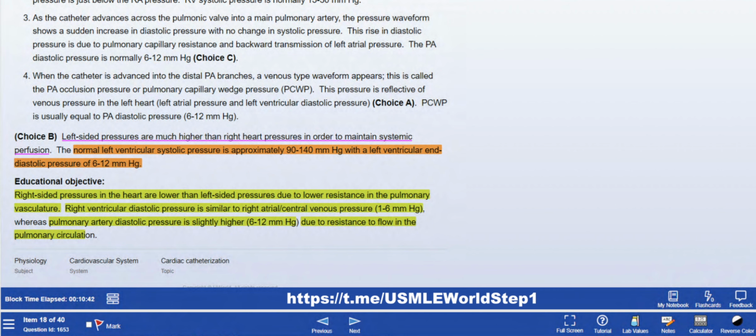We talked about this. Right-sided pressures in the heart are lower than left-sided pressures due to lower resistance in the pulmonary vasculature. Right ventricular diastolic pressure is similar to right atrial and central venous pressure, which is 1 to 6 mm Hg, whereas pulmonary artery diastolic pressure is slightly higher, that is 6 to 12 mm Hg, due to resistance to flow in the pulmonary circulation.